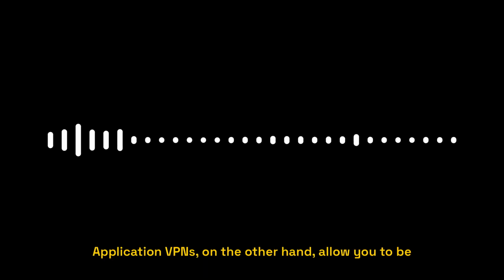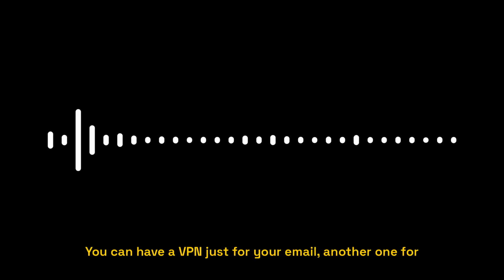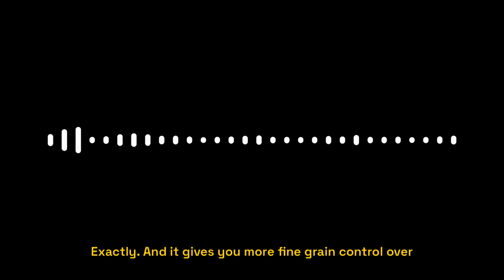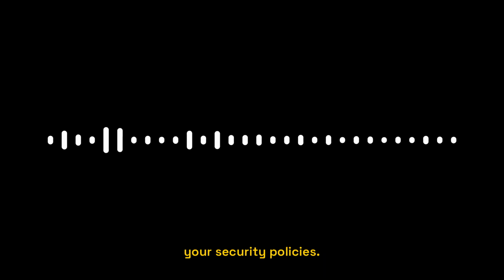Application VPNs, on the other hand, allow you to be much more selective. Got it. You can have a VPN just for your email, another one for accessing sensitive files, and so on. So it's like a more tailored approach. Exactly. And it gives you more fine-grained control over your security policies.